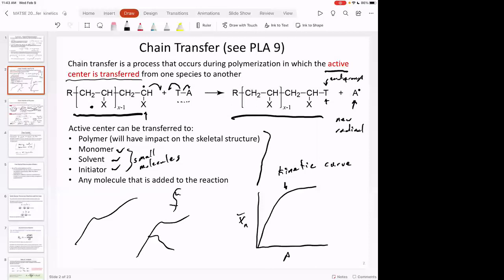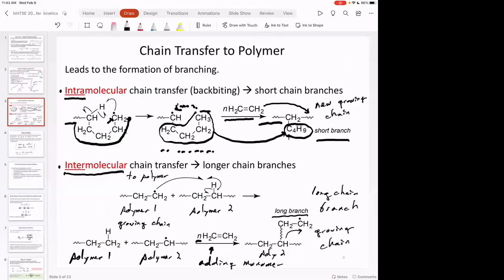So the only chain transfer reactions that affect the skeletal structure are chain transfer to polymer. And they don't affect the molecular weight, as I told you. You'll just have to memorize that because it's really hard to demonstrate that. Yes. Yeah. Oh, no question.